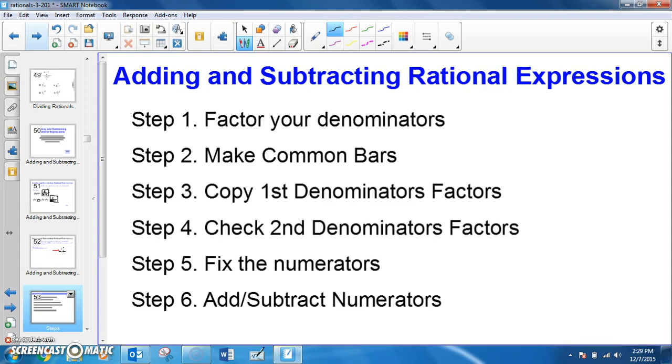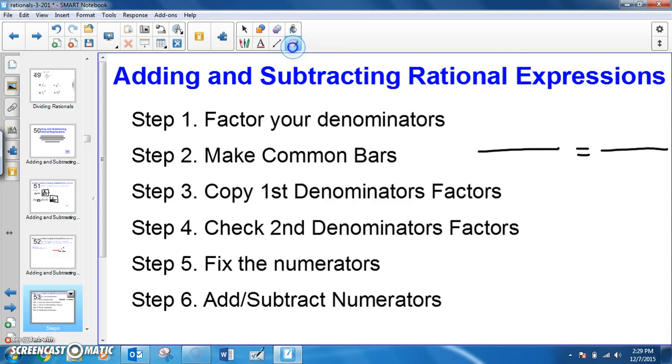To get our denominators the same, we are first going to factor our denominators. Make sure both fractions have factored denominators. Step 2, we are going to make common bars, which is what we talked about today in class. We just want to make another set of fraction bars. We're going to use those fraction bars to then make our least common denominator.